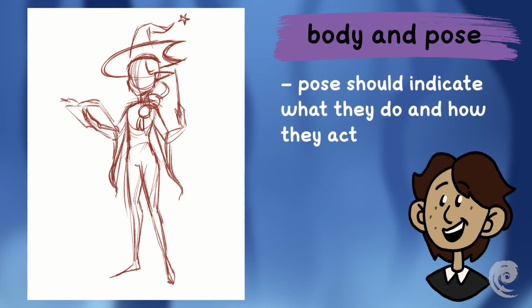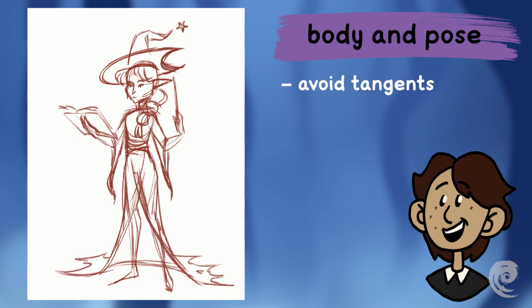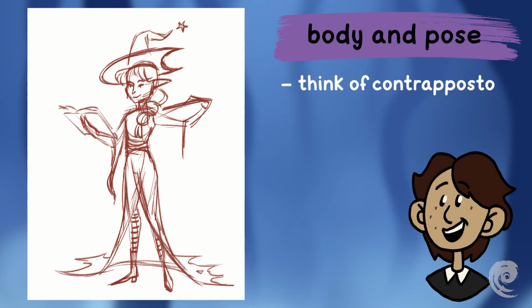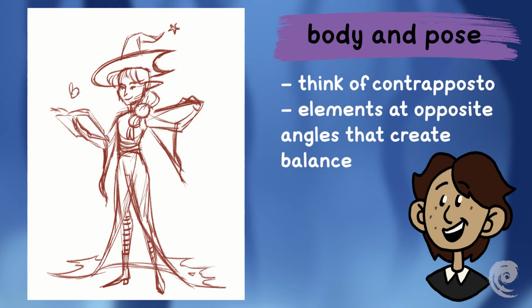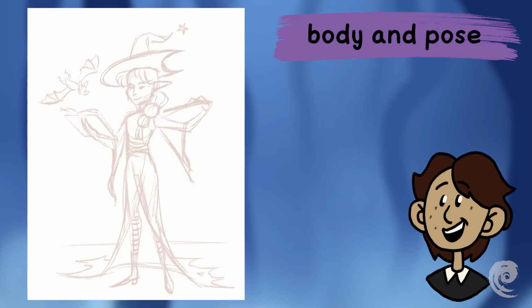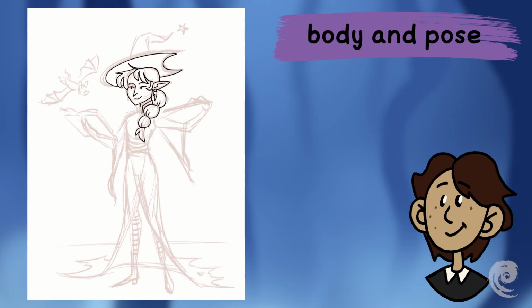I decide to pose her holding a book and a wand as if she's getting ready to cast a spell. To avoid a strange tangent with the wand, a tangent is 2 lines that meet but don't touch, creating a displeasing visual element, I adjust my sketch. I also take into account Contrapposto, which is an artistic term for elements at opposite angles that create balance. Her shoulders tilt up, her hips tilt down, and all her weight is on the left foot. It's much more interesting if she were standing this way than if she were just standing both feet flat on the ground straight at the camera.